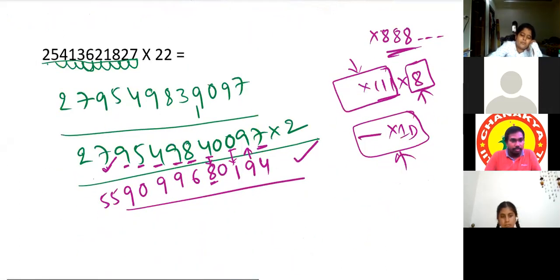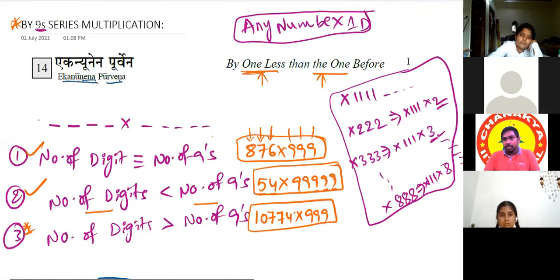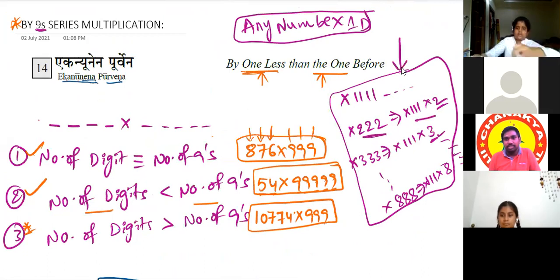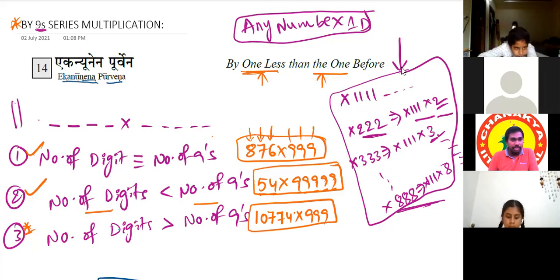Don't forget this table, this box. If it is twos, this is the process. That's why I have separated the 9 series. I already mentioned it. Up to the 8 series, this is the process, but for the 9 series, this is the shortcut method. All of you understood this method?